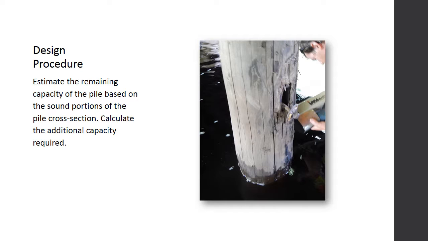Then an estimate should be made of the remaining capacity of the pile based on the sound portions of the pile cross-section. The capacity could be conservatively assumed to be 0 since there will no longer be the ability to inspect the pile once the repair has been completed. After, calculate the additional capacity required.